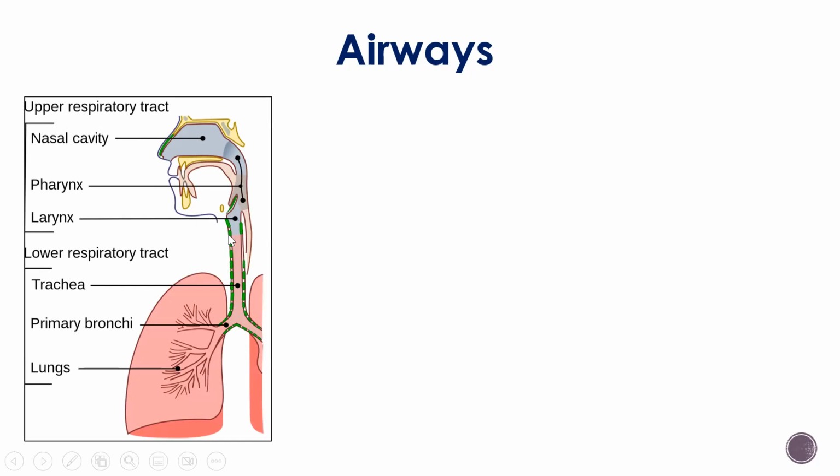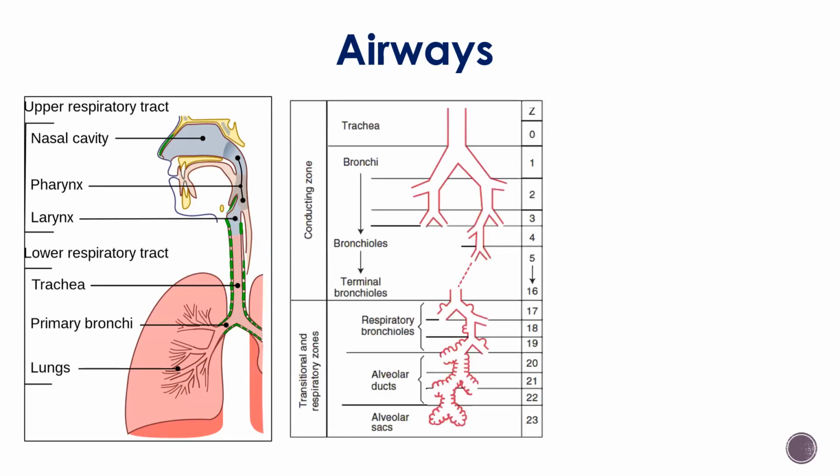The moment the trachea starts, not the bifurcation of the trachea, from that point it is called the lower respiratory tract. That includes the trachea, the bifurcation of the trachea, the primary bronchi and the lungs. This is the gross division we are telling. How does it help you? This is the point which helps you.